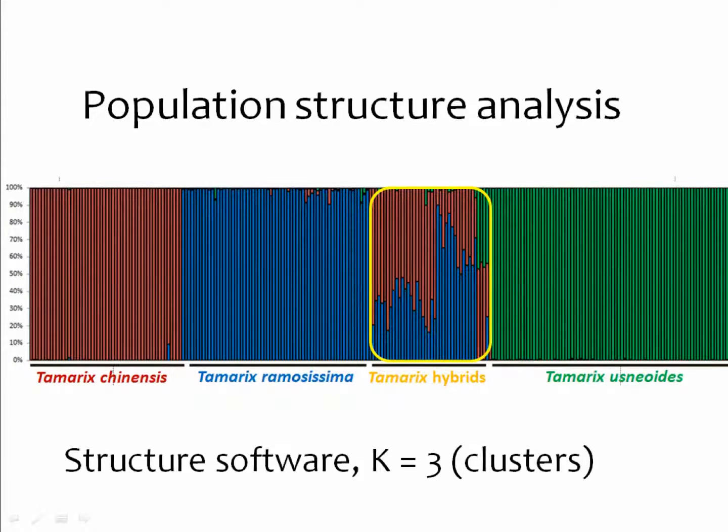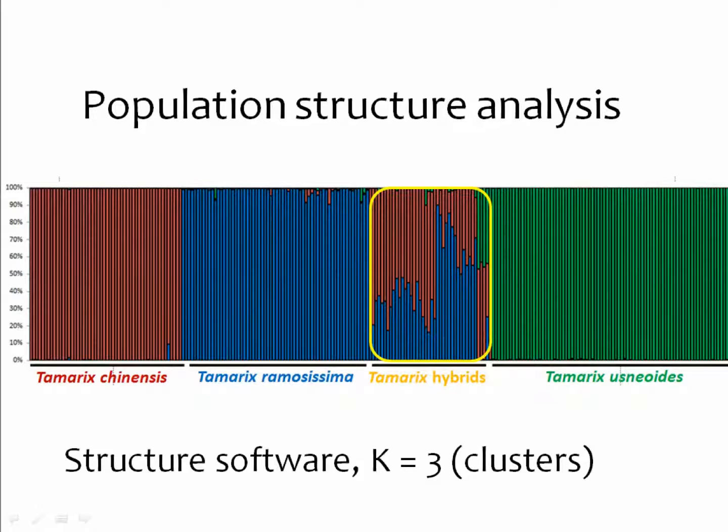And this graph is showing us that each vertical bar represents an individual, and the individuals are grouped according to species. The percentages on the x-axis represent the genetic makeup of each individual. For every pure line cluster, you can see that we've got more than 90% of the genetic makeup. We've got chinensis, ramosissima, and usneoides. And there we've got all the admixed individuals, which have mixed genetic makeup and are hybrids.